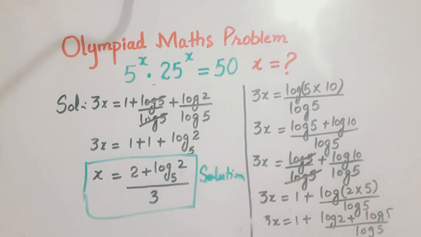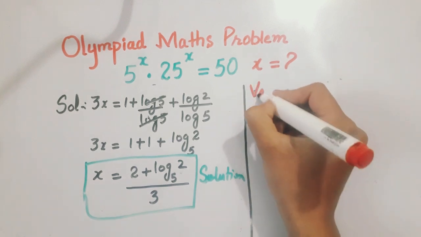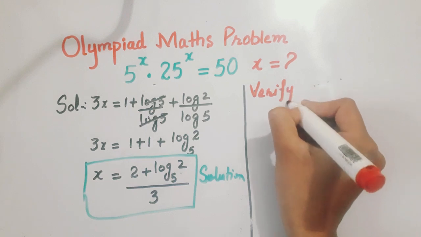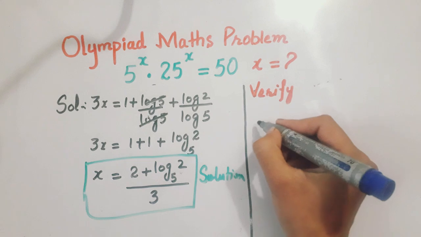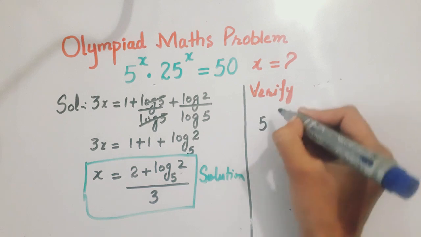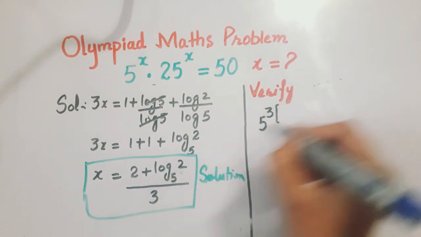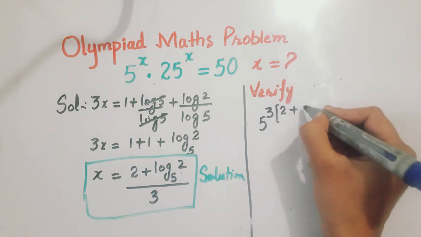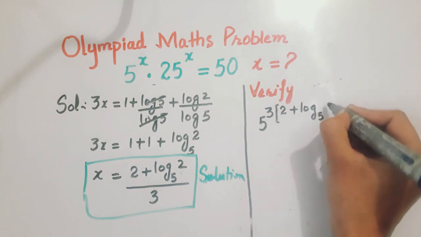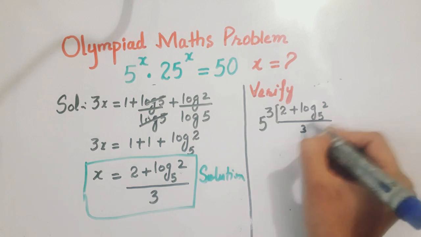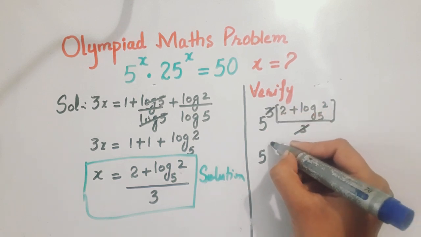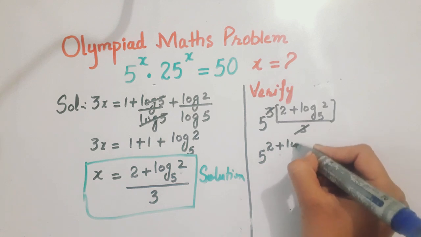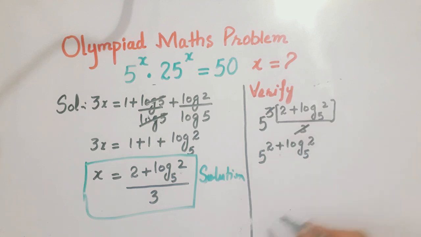Now, we will do the verification, whether our answer is correct or not. For verification, we will substitute the value of x in the left hand side and check whether it equals 50 or not. So, 5 raised to power 3x. So, 3 into the value of x, that is 2 plus log base 5 and 2, divided whole by 3. So, 3 and 3 are cancelled out. We will get 5 raised to power 2 plus log base 5 and 2.